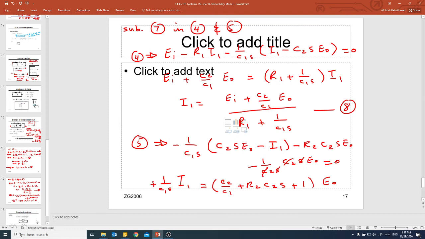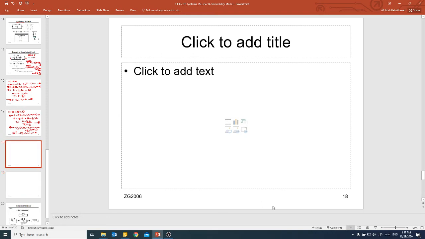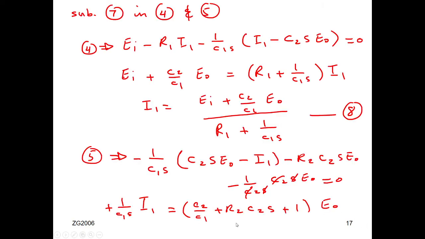One more. Maybe we need more, just in case. So let me go back. Continue, solve for I1. I1 will be how much? It will be all this multiplied by C1S.